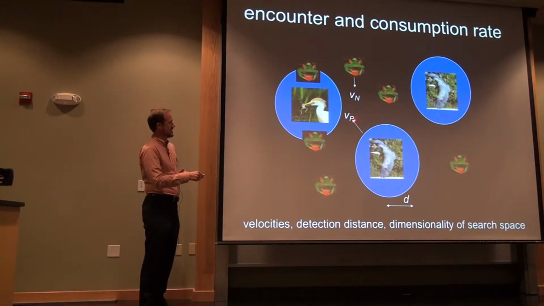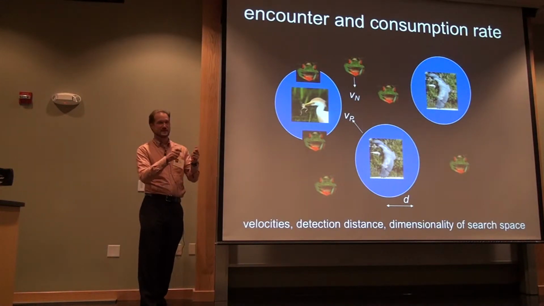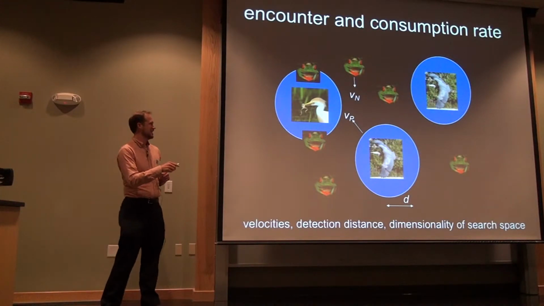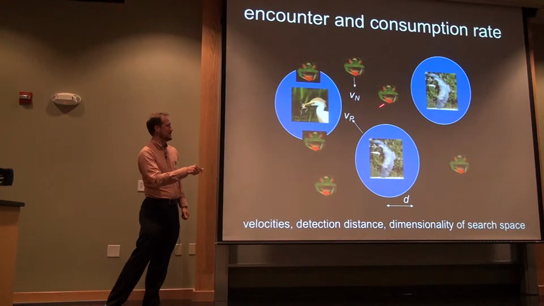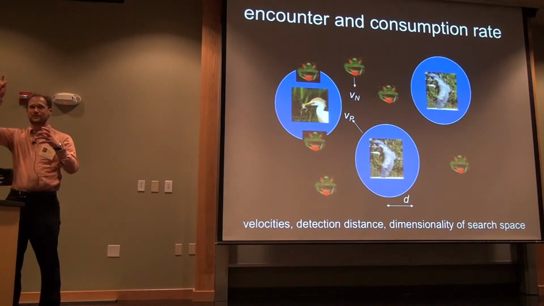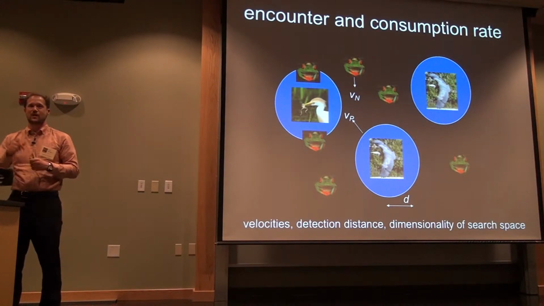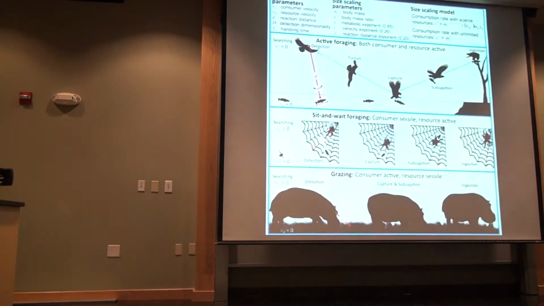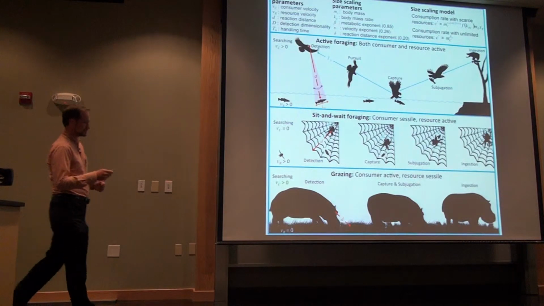And thinking about consumption rate has a lot to do with the velocity at which the predator and the prey move around, the detection distance at which the predator and prey can see each other, and also the dimensionality in which you're searching, which I'll say a little bit more about as much as I have time to. But that's related to where you can find the prey, right? How many prey are around and where you can look for the prey affects the encounter rate also. And where you can look for the prey has to do with dimensionality. So that's the first bit, of size and dimensionality.